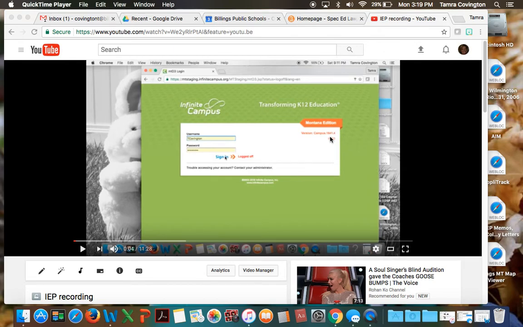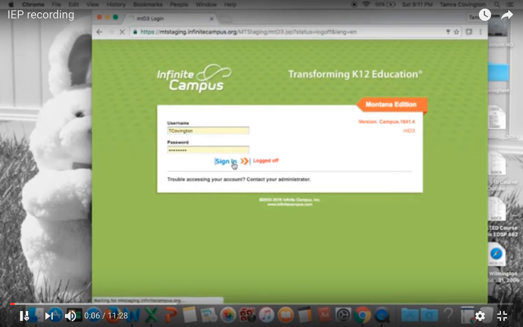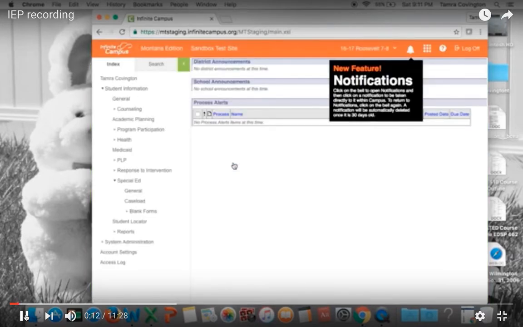Again, here we are. We're going to be looking at the recording for creating the IEP. And I'm going to go ahead and provide you with the instruction. We're signing in here to create our document.